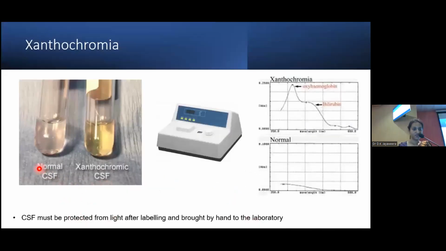So this is a normal CSF compared to a xanthochromic CSF by visual inspection. But what is ideal is to perform a spectrophotometry, where what is analyzed is the blood breakdown products of bilirubin, which has a light absorption at a specific range, which can be quantified. So that is the ideal way of looking for xanthochromia. And because bilirubin is light sensitive, the samples should be protected from light and transported immediately.